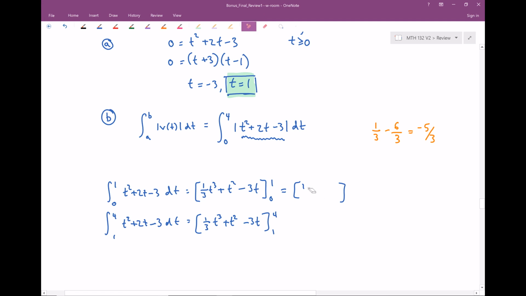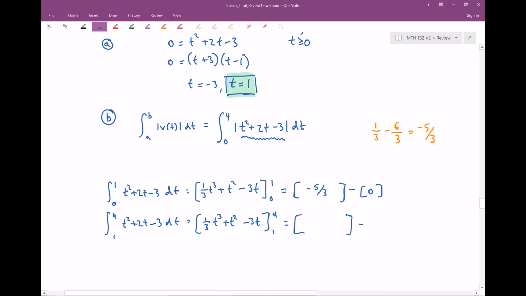Let me go ahead and substitute that in here. So negative 5/3. That's what happens when I plug in 1. How about when I plug in 0? Well, I just get 0 in this case. So this is going to be minus 0. Okay, when I plug in 4, let me hold off on that one second.